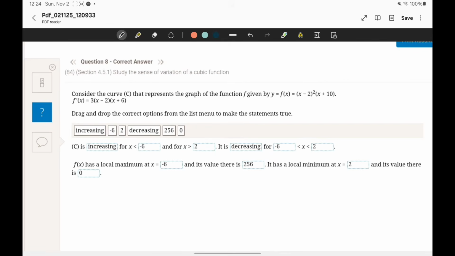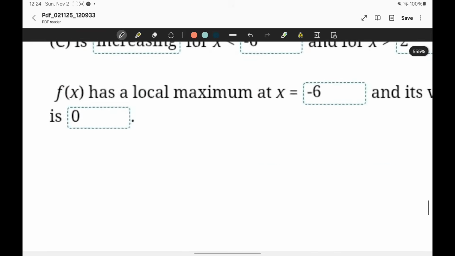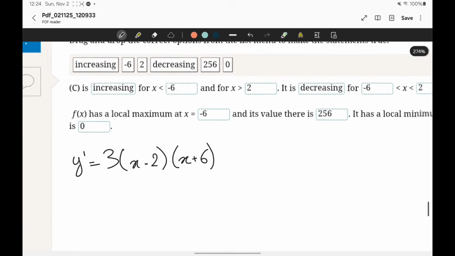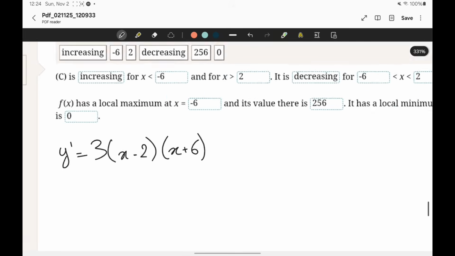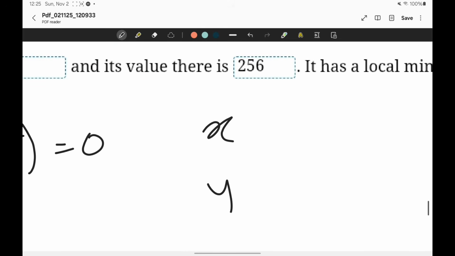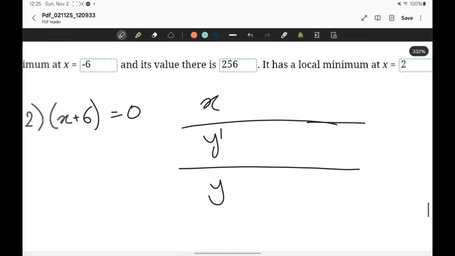For this question, when you see it, you're going to want to have the derivative and make the table we made before. So here they already gave us the derivative. So the y prime is 3 into x minus 2 into x plus 6. Now when we have the derivative, we said we would equate this to 0 and then we'd make our table. So we'd make this table.